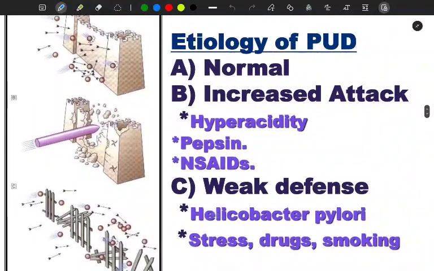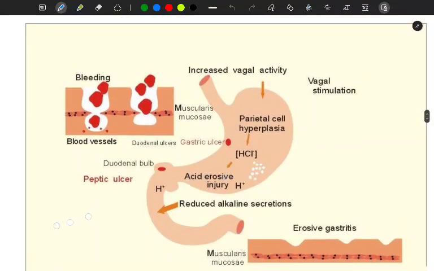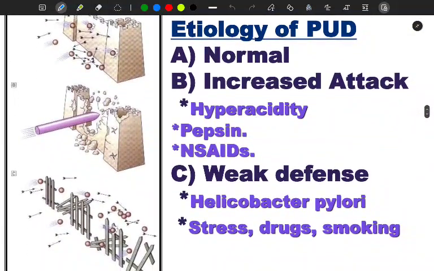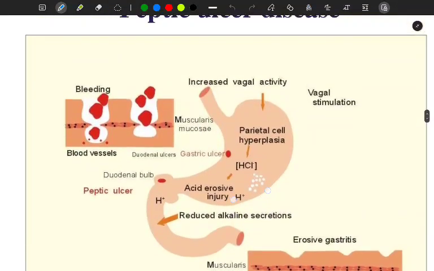So, as we said, in peptic ulcer disease: A, your defense is okay. B, you get hyperacidity, pepsin and NSAIDs, so you get very strong attacks that the mucosal lining cannot handle. C, we have already weak defense. H. pylori are weakening the defense, as are stress, drugs, and smoking. Okay, nice slide.